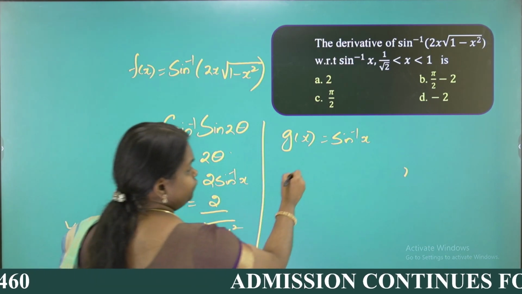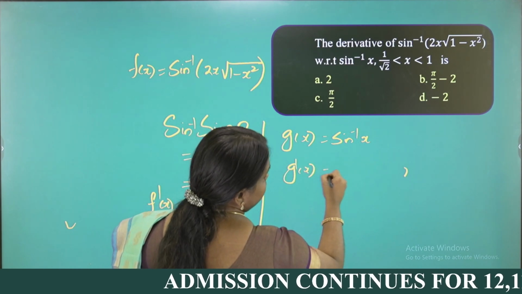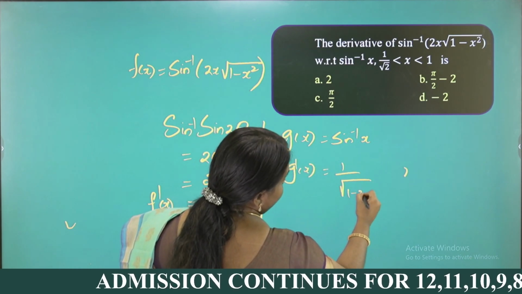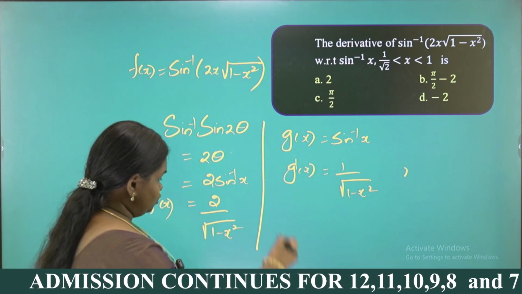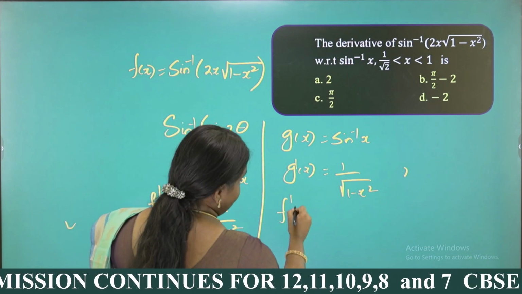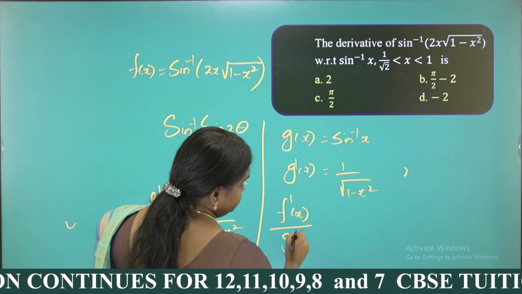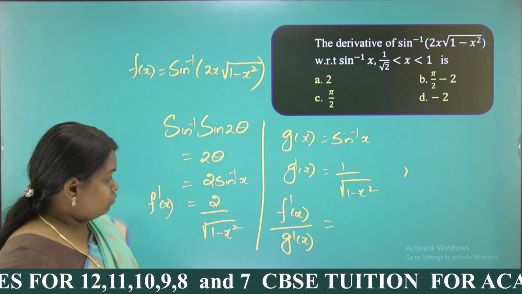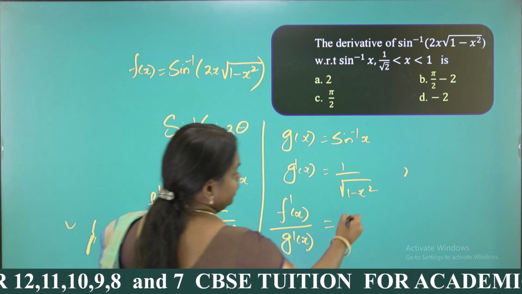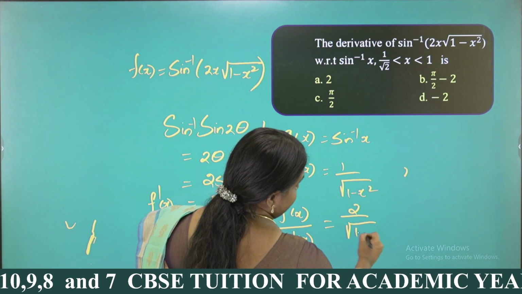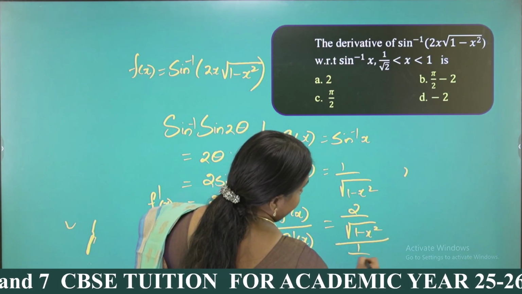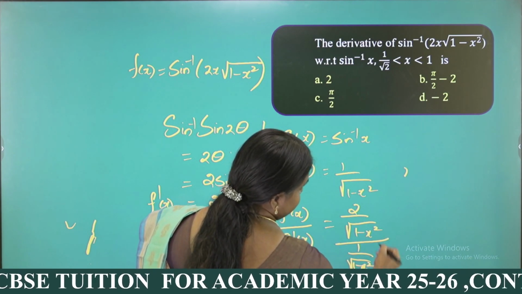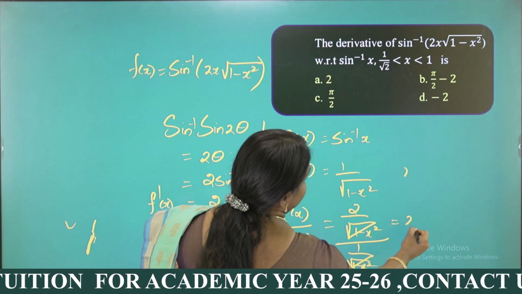And here g dash of x is equal to what? Again 1 by root of 1 minus x square. Right. So, you can differentiate, and you will get f dash of x by g dash of x. What is your answer? 2 by root of 1 minus x square divided by 1 by root of 1 minus x square. X square cancelled. Answer is 2.